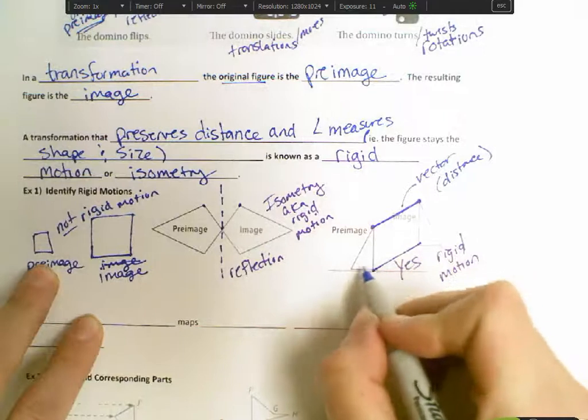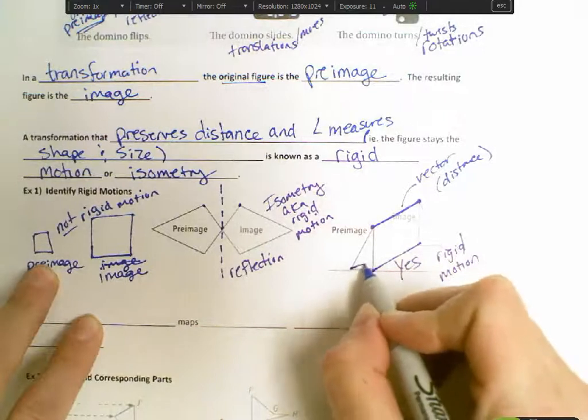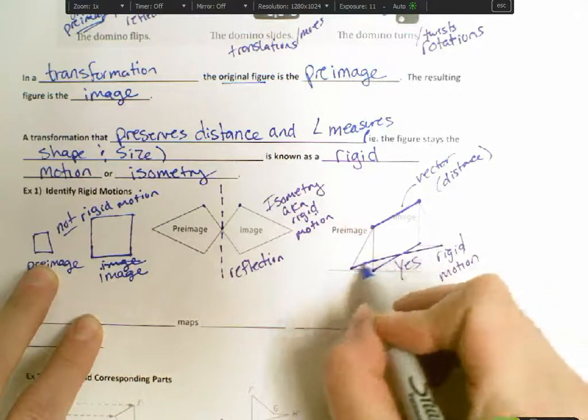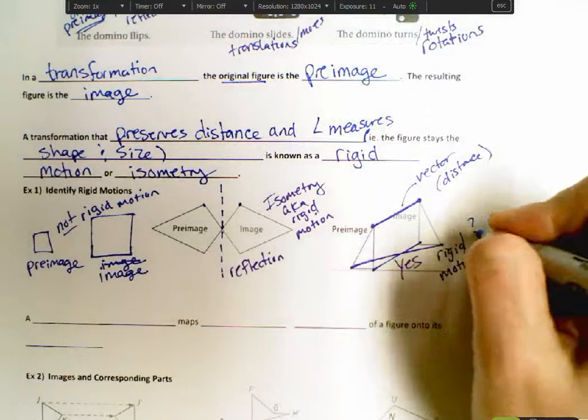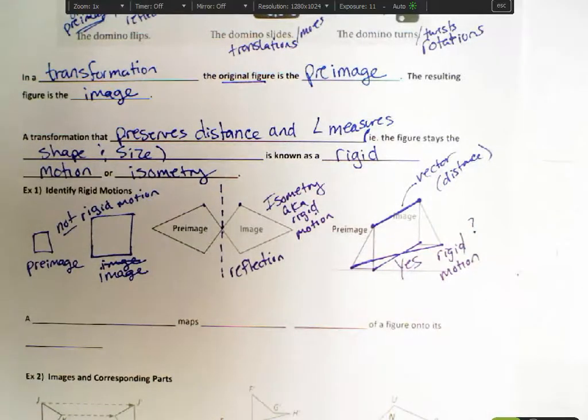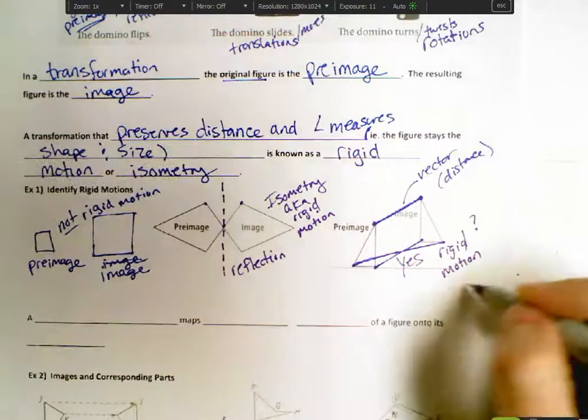So we originally said, yeah, this is definitely a rigid motion. But what happens when I look at it this way? Did I preserve the same shape and size? So we're going to take a look at this in a little bit and figure out if this is really true, and if it's not, what happened with my vector distances. So let's take a look. Generally speaking, we're going to come back to this one, okay?